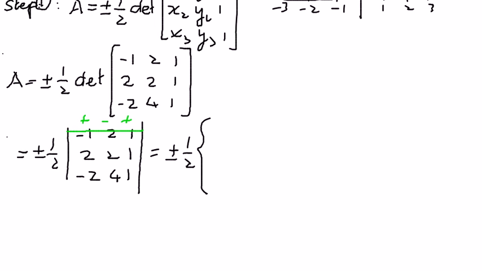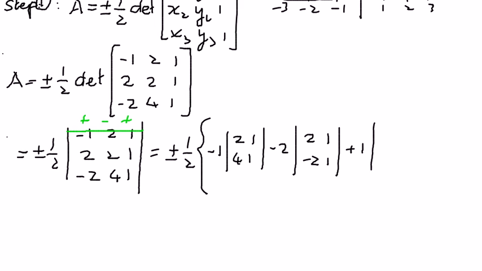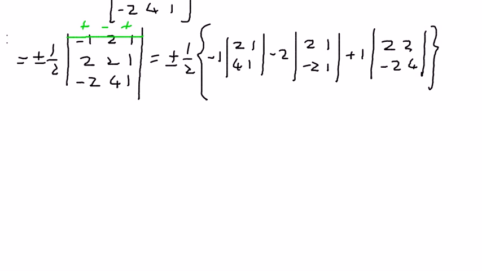Since we're traveling along the first row, we take the first row, first column element, and then write the minors of that. The minors of that are going to be 2 1 4 1, and then go to the first row second column element, which is -2, and the minors for that element are 2 1 -2 1, and then the first row third column element, the minors of that element are going to be 2 2 -2 and 4, right? And now we will expand this and see what we get.